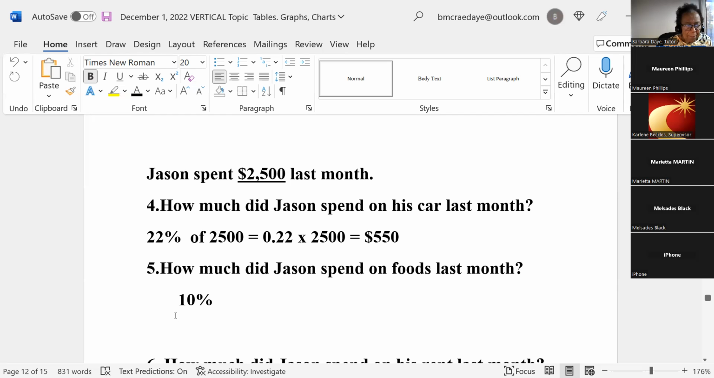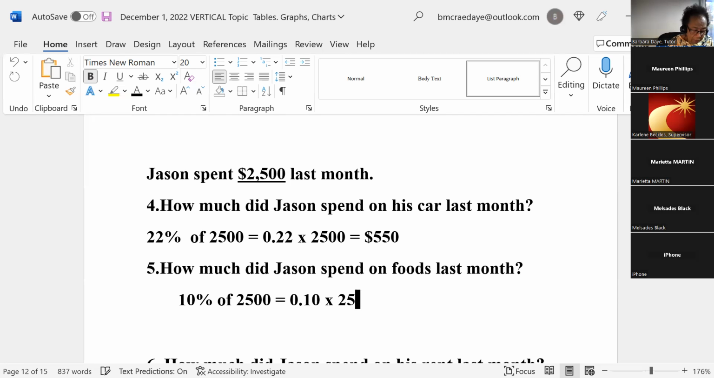Mm-hmm. Okay. Maureen, did you do number 5? How much did he spend on food? 250. That's it. That's Mr. Math, right? Just shift the decimal point. 10% of 2,500. Okay. 0.10 times 2,500. And your answer is $250 spent on food.